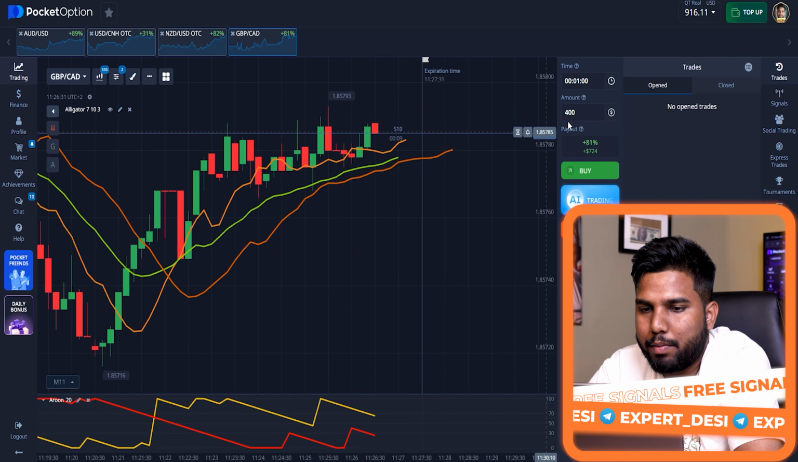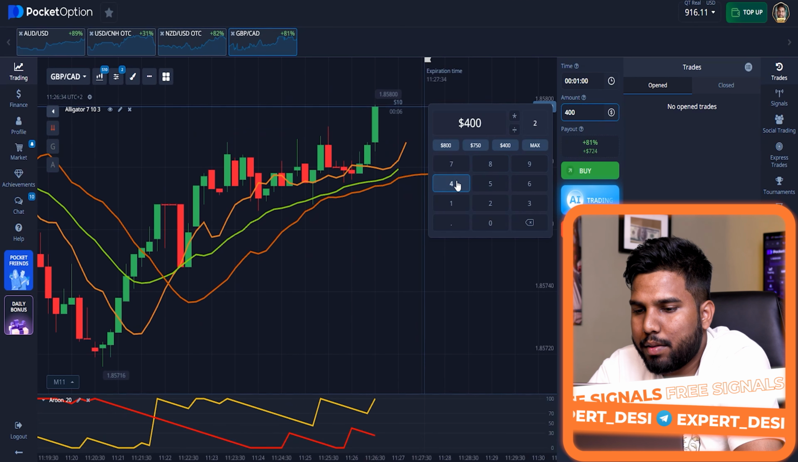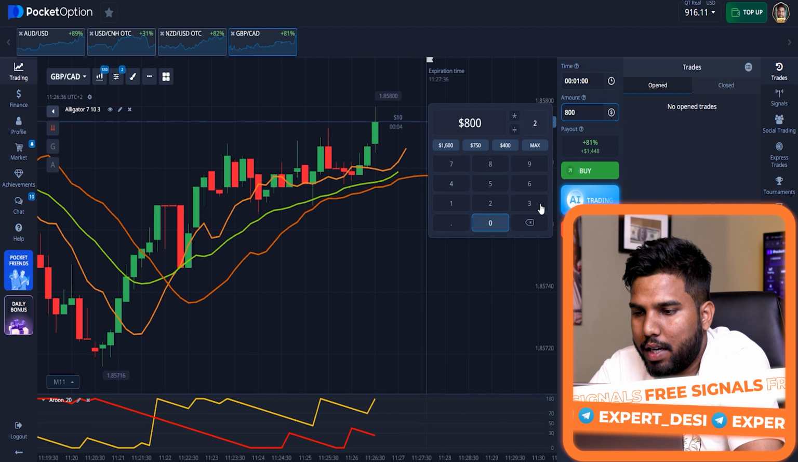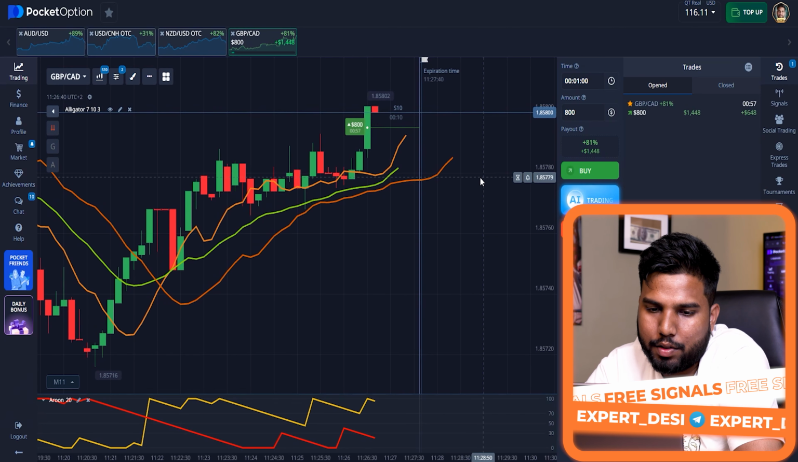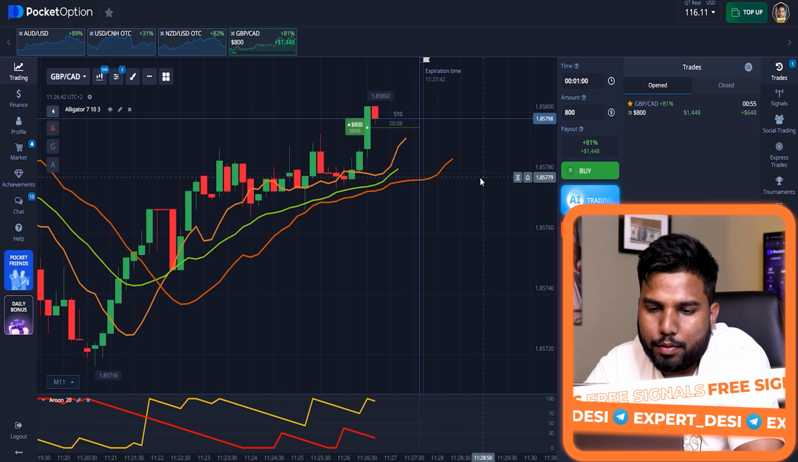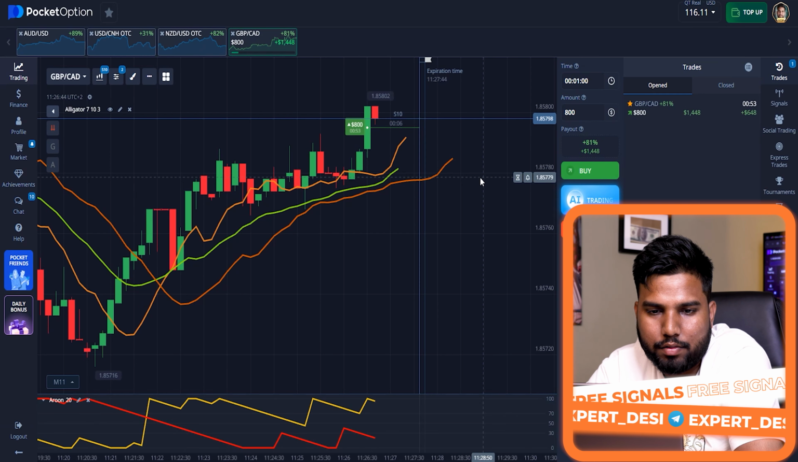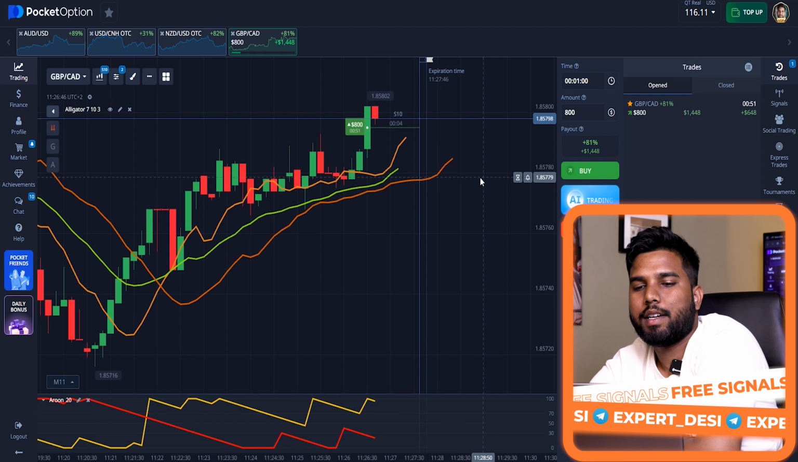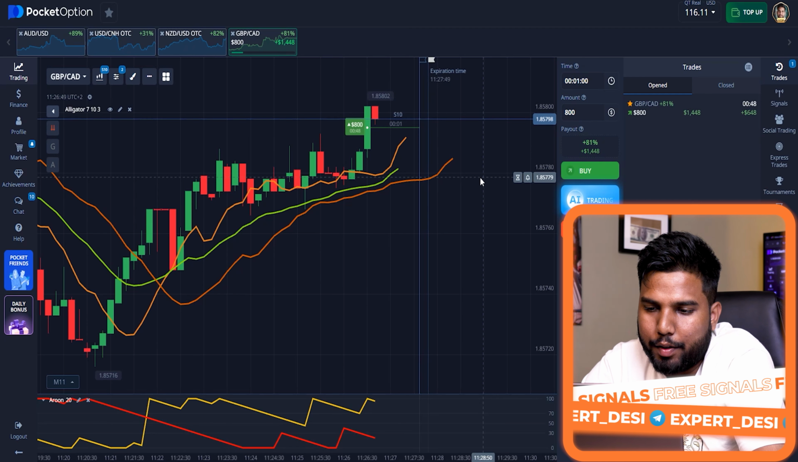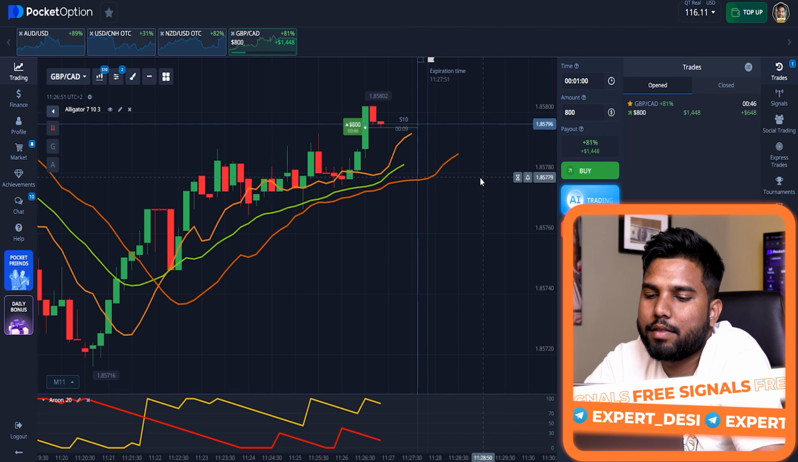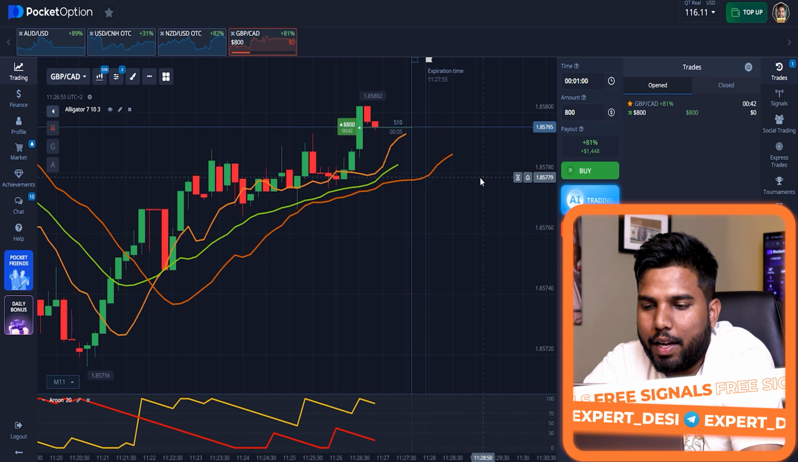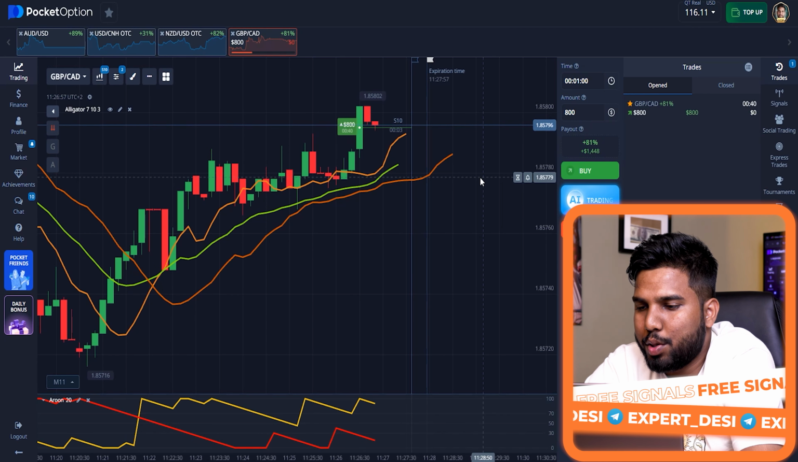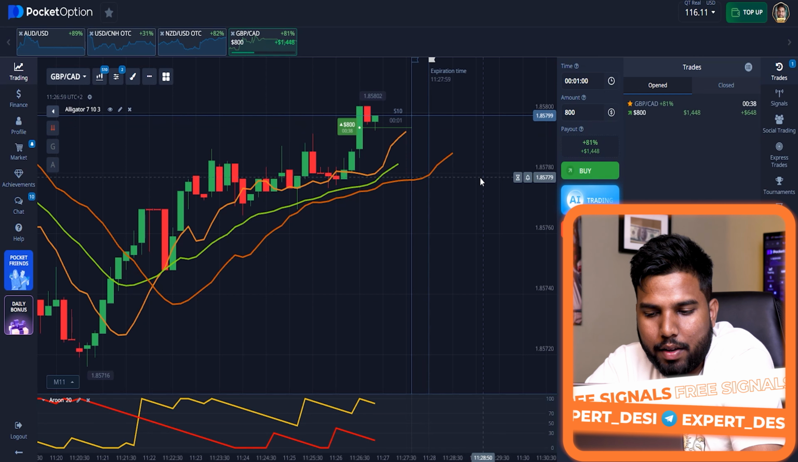Alright, let's switch to GBP and CAD. Increase the amount, let's take $800 maybe, and we'll enter a buy position here. In the alligator indicator, as we see here, we have the light orange line above the dark orange line. So as I was saying, in such cases you should enter a buy position.